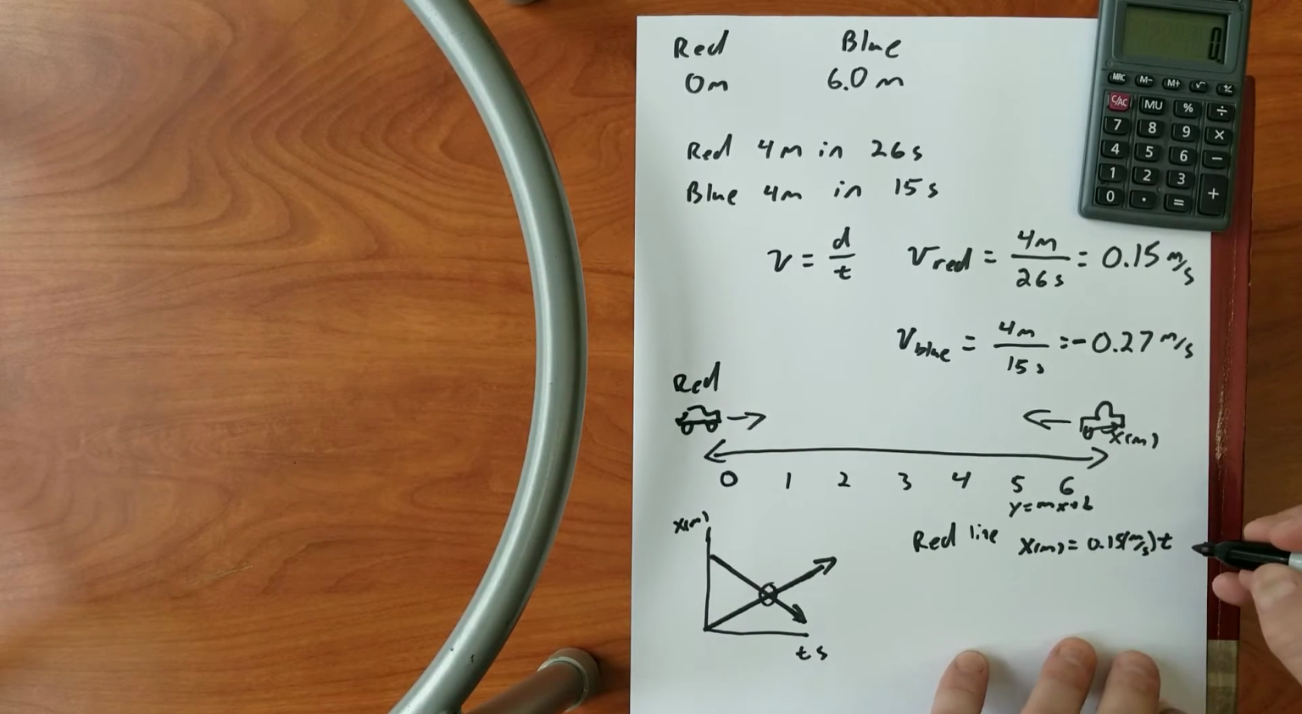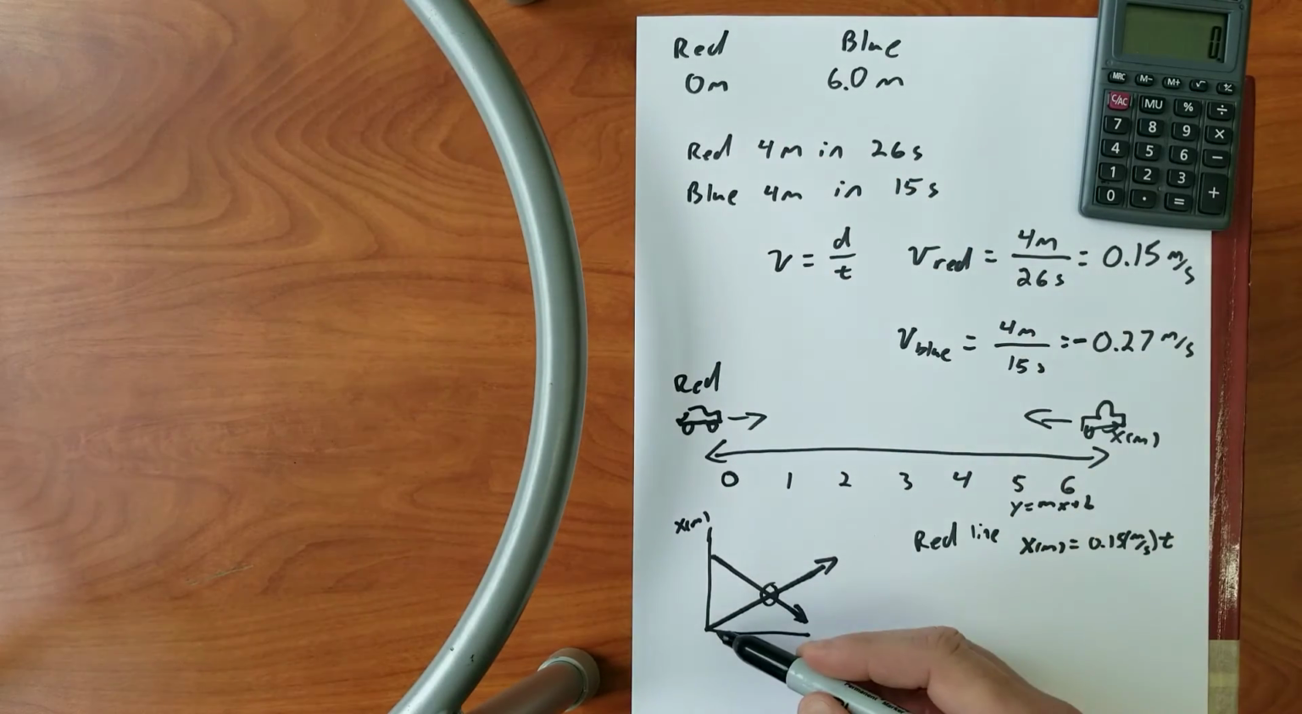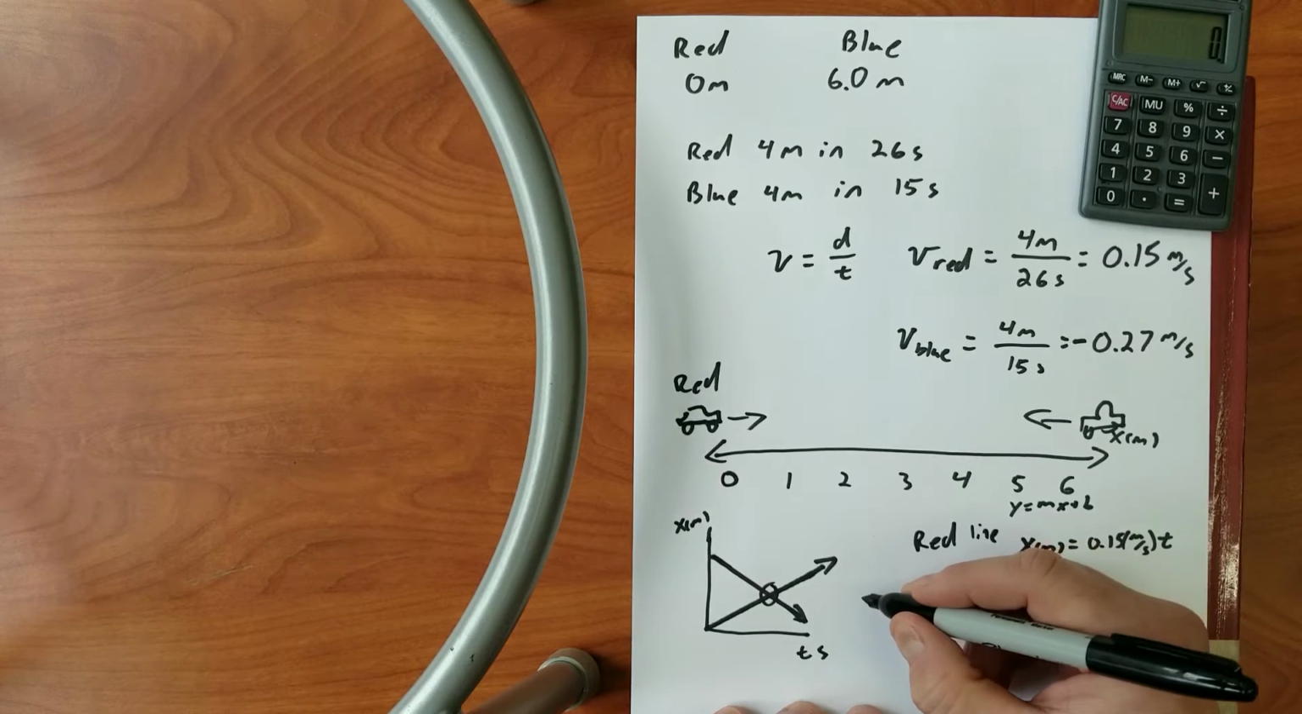Okay? And then it's going to be plus b, right? But we know that the red car starts at the origin, so I don't have an intercept for the red car. So this is my equation for the red car line. X equals 0.15 meters per second times time. That's it. Let's do the blue line.